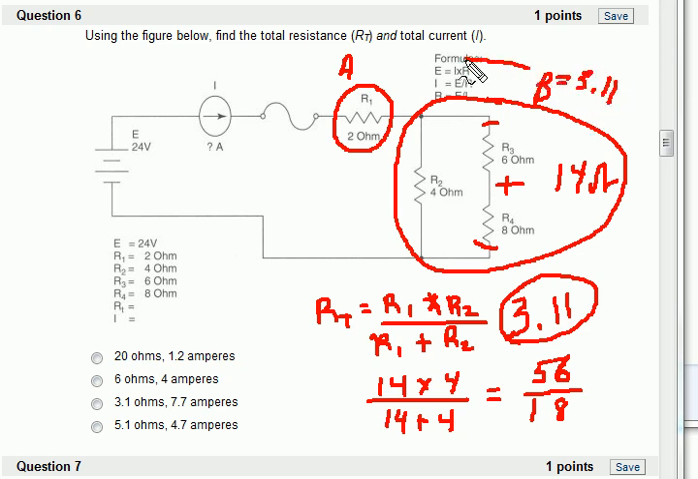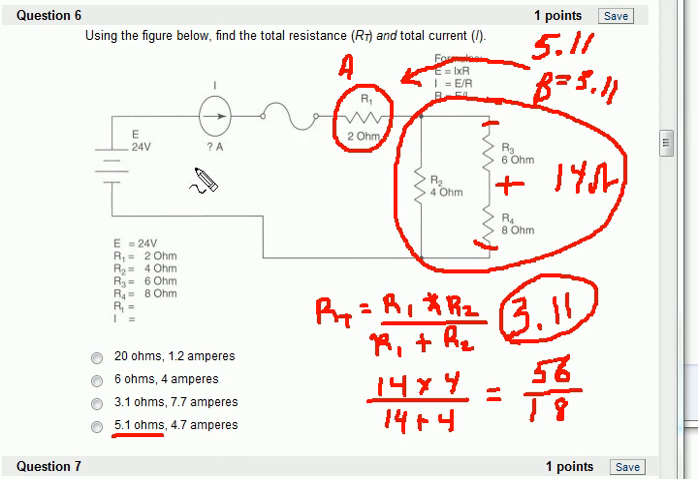Okay, now with 3.11 and 2, I'm going to get 5.11 for my total resistance. So if I'm using 5.1, and I look at these choices, the only one that's close is that 5.1. They just rounded off to one less decimal place. So have I got 4.7 amperes?